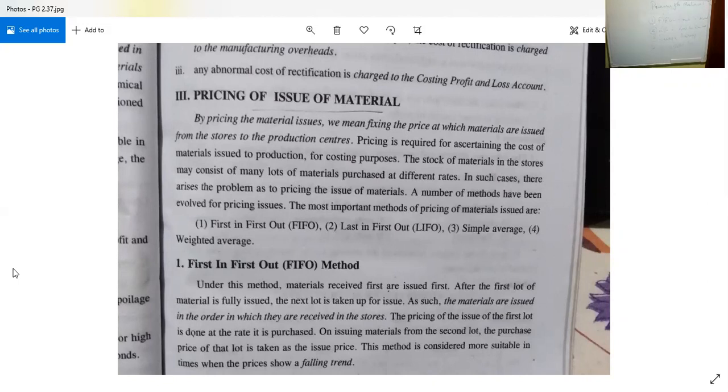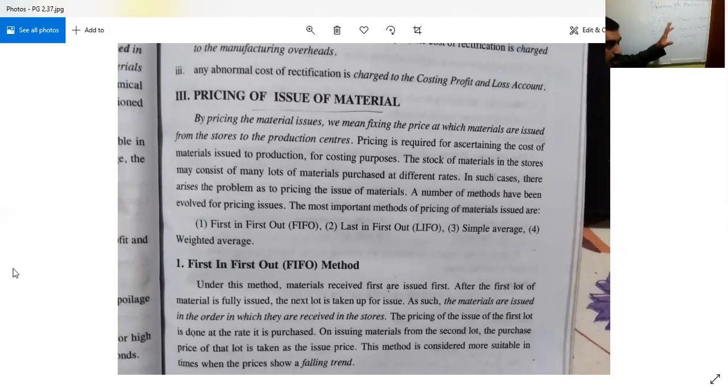So pricing of the material, fixing the price for the production, produced material. That's pricing of the material. Under the pricing of the material, there are 4 methods with regard to the pricing of the material. One is the FIFO method, another one is the LIFO method, another one is the simple average method, and another one is the weighted average method. So weights are assigned in the weighted average.